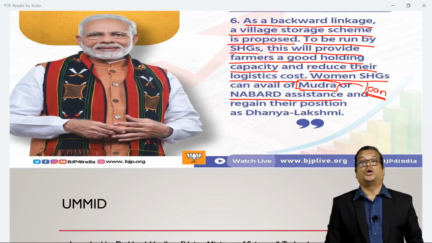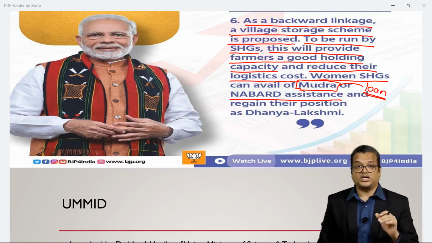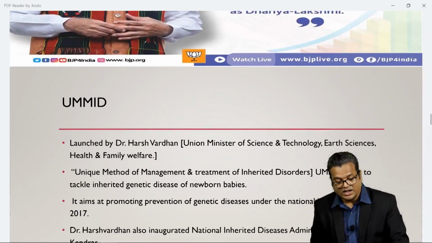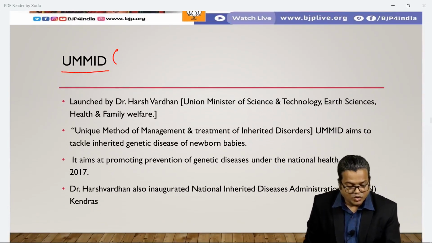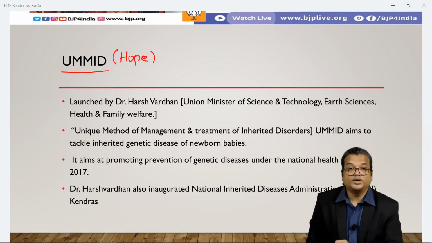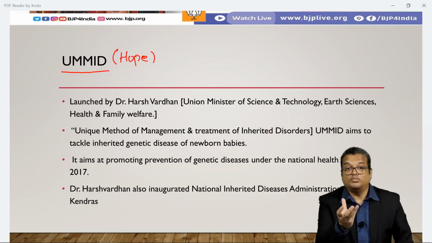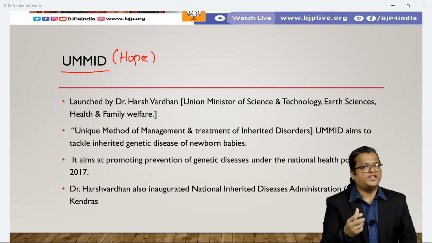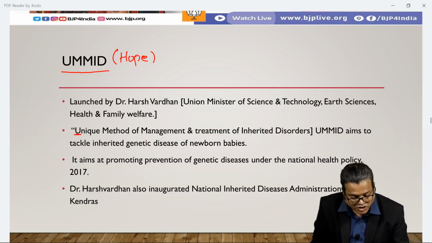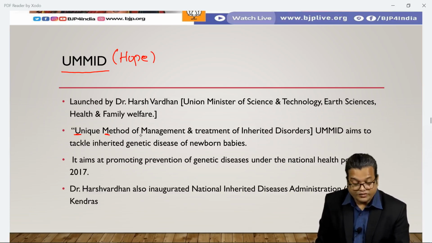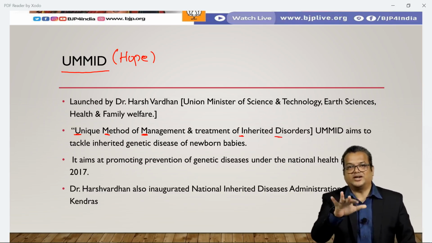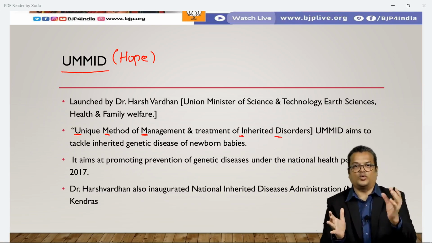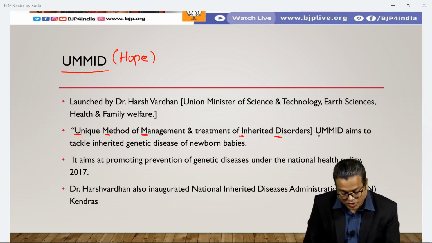Okay, now let's come to one more such important announcement from the government, and the name is Umeed. In simple words, Umeed means what? Hope. What exactly is this Umeed? Umeed is an abbreviation of what? Unique Method of Management of Inherited Diseases. That's how it has been abbreviated. Treatment is kept aside just to have a good name. Umeed, right? So what does it aim at?